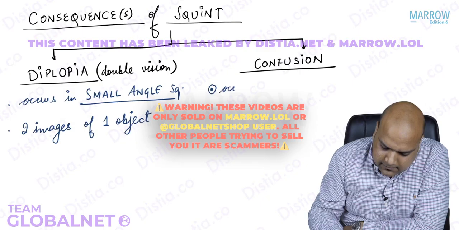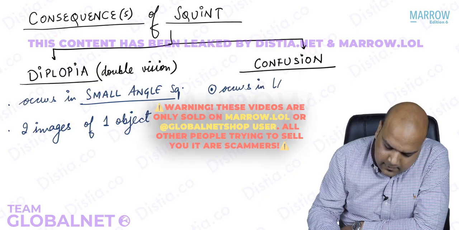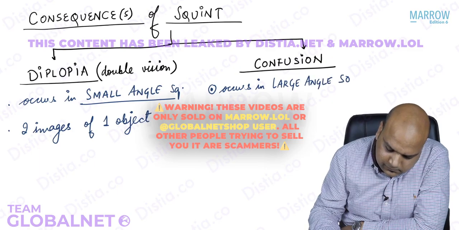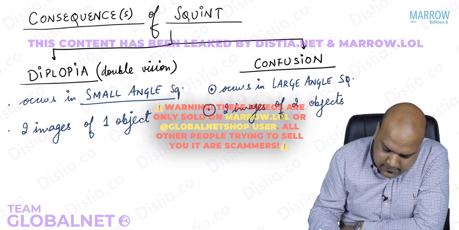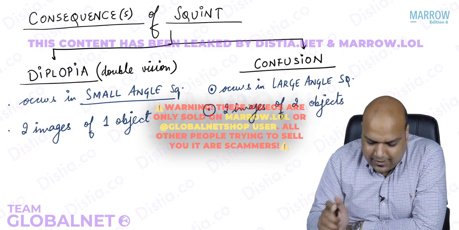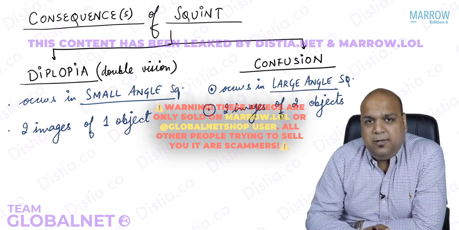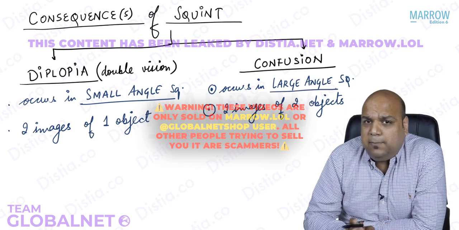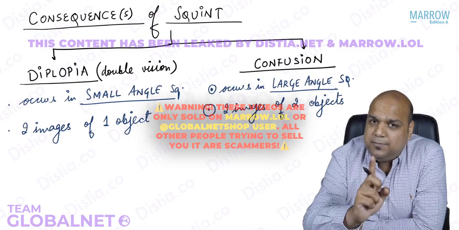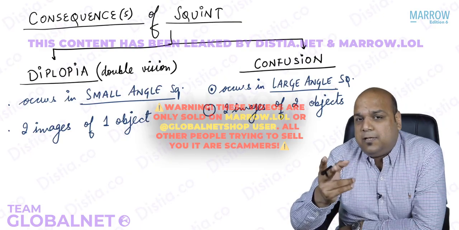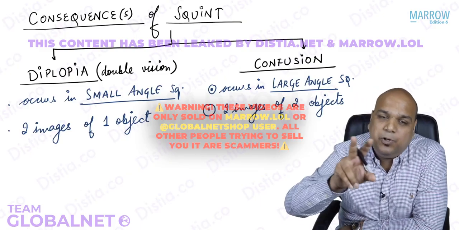Confusion occurs in large angle squint, and it means two images of two objects. So if you understand, there are basically two differences here. Confusion will occur in large angle squint, diplopia will occur in small angle squint. In diplopia, you have double vision, but of the single object. In confusion, you also have double vision, but it is different because you see entirely two different objects.